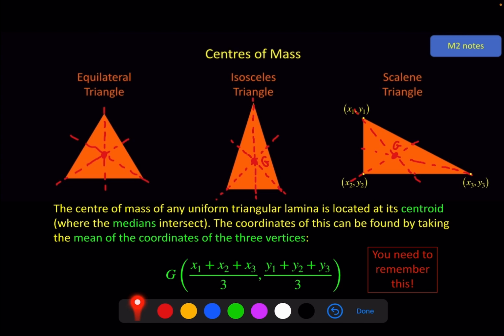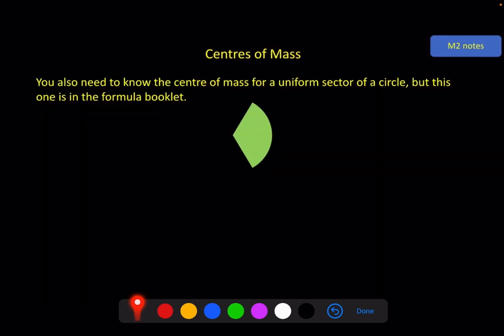And then we do have one more, and this final one is the center of mass for a uniform sector of a circle and this is more complicated, but you don't need to remember it, it's in the formula booklet. However, there are some particular things that you need to be aware of about this formula, so we're going to go through it. Obviously, there is a line of symmetry here, going along this way, like this.